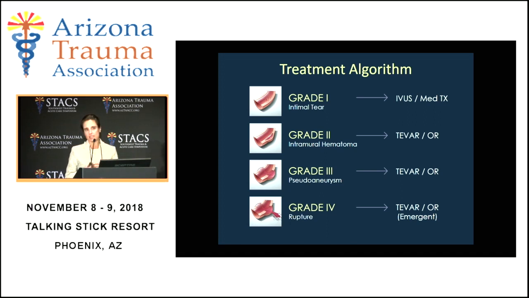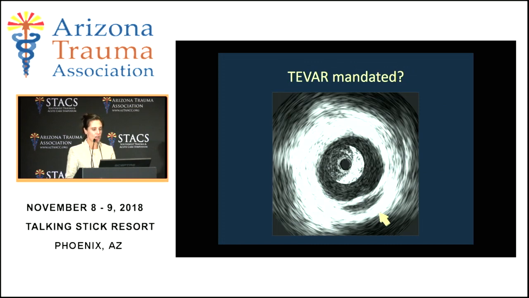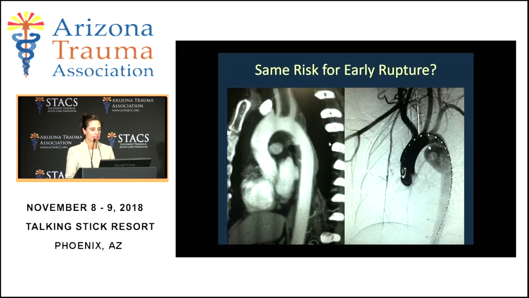Grade 2s and 3s is kind of still actually where the debate comes across. So for a grade 2 or 3, do we do a TBR, or do we do open repair, or even are there some that are small enough that we can actually just leave? The answer is still up in the air. Grade 4 obviously needs absolute repair. That is a rupture, an impending death if it is not treated rapidly. So again, the question becomes, is repair mandated?